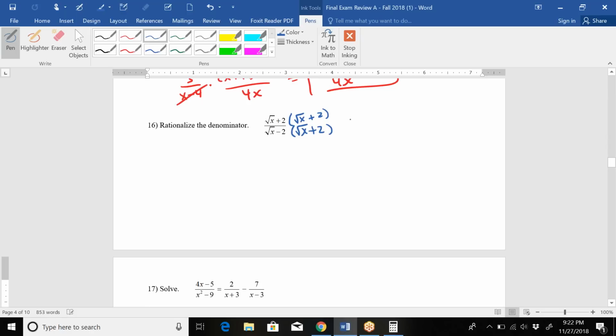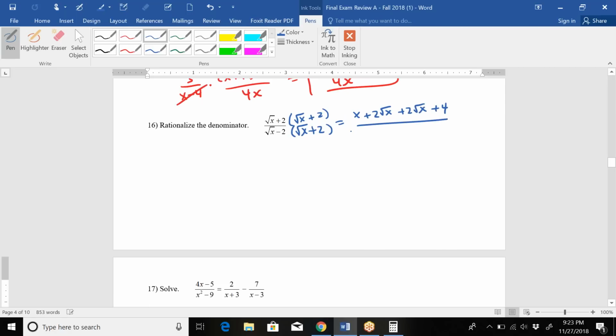So when we FOIL this out, we're going to do square root of x times square root of x is square root of x squared, which means it's just an x. Square root of x times 2 would be a 2 on the square root of x. 2 times square root of x is another 2 on the square root of x. And 2 times 2 is 4.